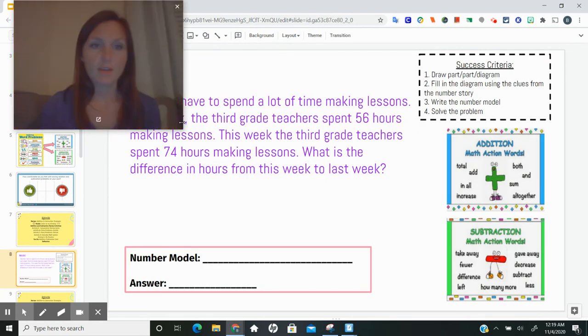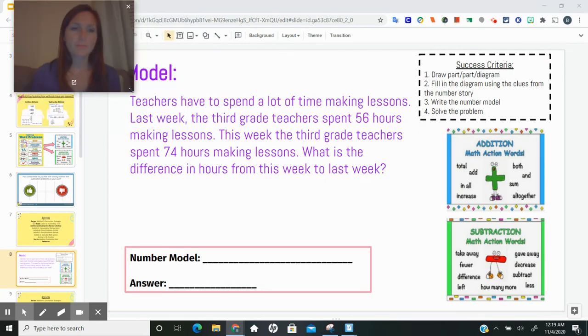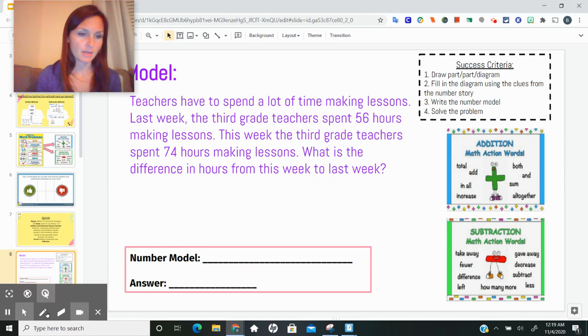So let's make me a little smaller. All right, so teachers have to spend a lot of time making lessons. Last week, the third grade teacher spent 56 hours making lessons. This week, the third grade teacher spent 74 hours making lessons. What is the difference in hours from this week to last week? All right, let me go ahead and share my thinking.